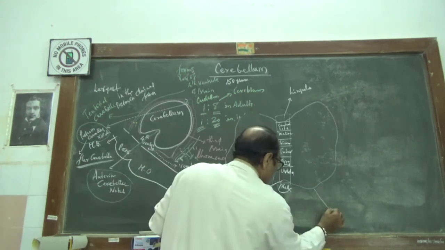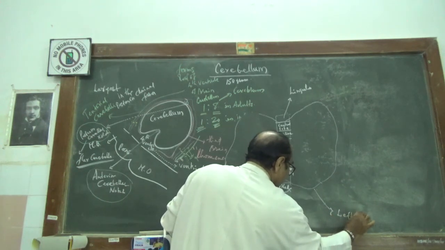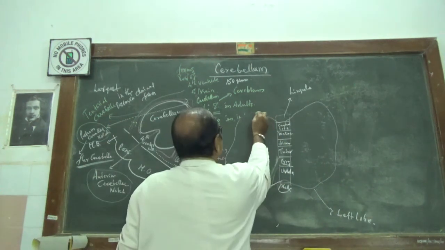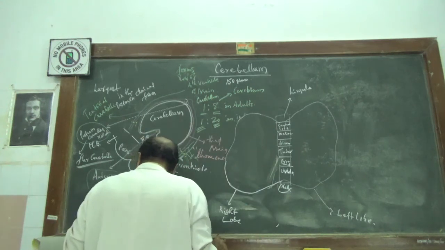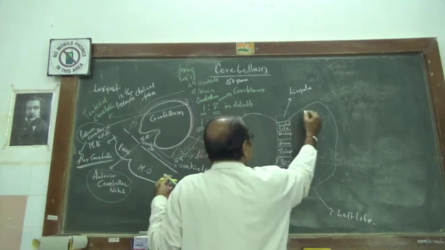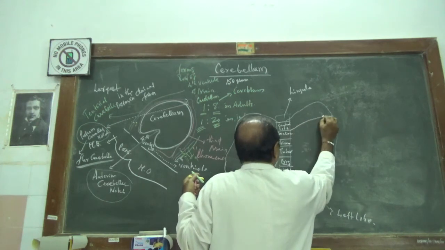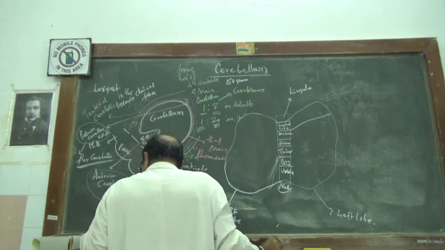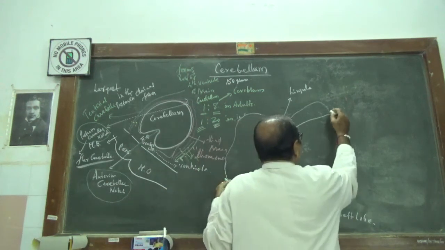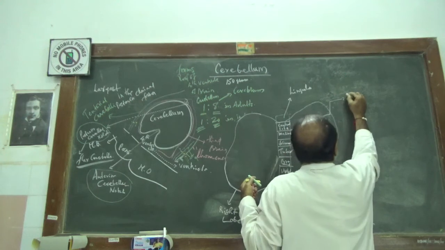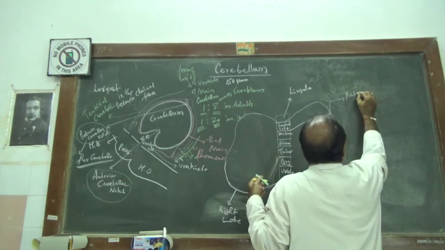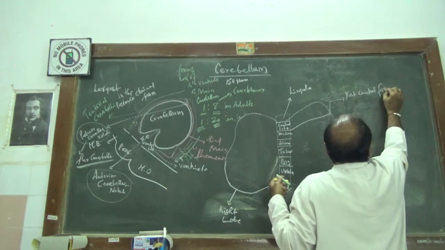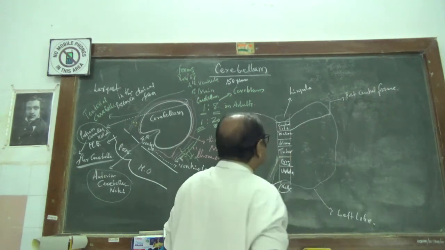This will definitely be the left lobe. Now on the lobes, what are the things that are present? From this, you will get this one, which is called the post-central fissure. This is the post-central fissure.